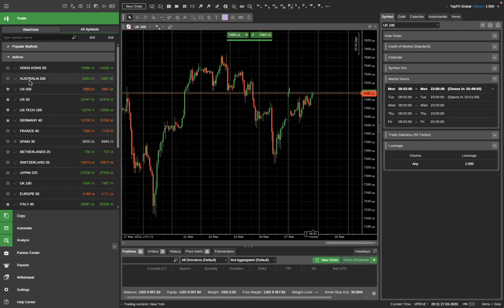Okay, Australia 200 is, and the Nikkei, where is the Nikkei? Let me just, yes, there you go. Japan 225 and Australia are being traded during the Asian session, and of course first Japan starts, then Australia starts, then the Hong Kong 50, the Chinese index, starts as well.